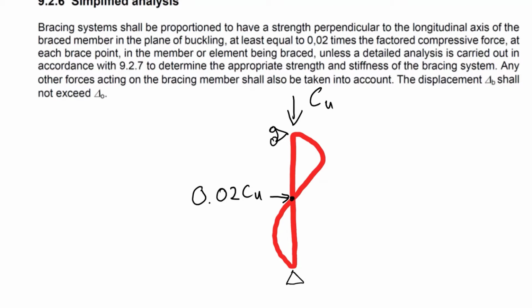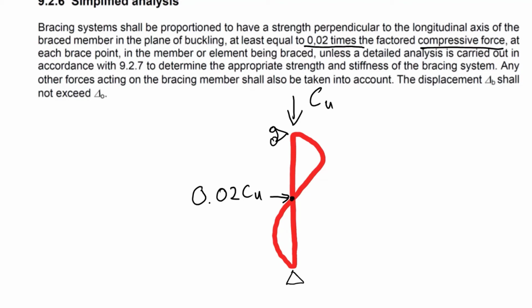So the bracing system, so this is something that can prevent buckling, shall be proportioned to have a strength perpendicular to the longitudinal axis of the brace system in the plane of buckling of at least 0.02 times the factored compressive force at each point in the brace. So if you provide at least that amount of force, you are fine.